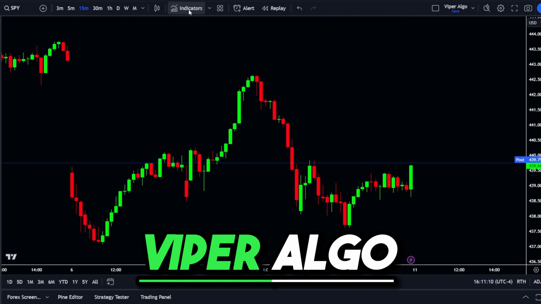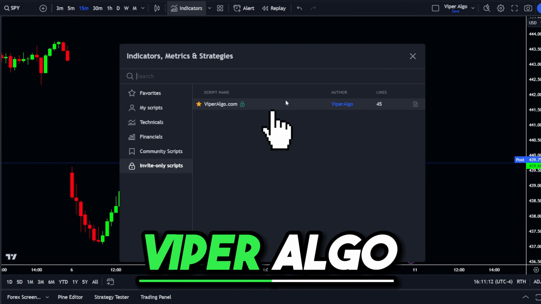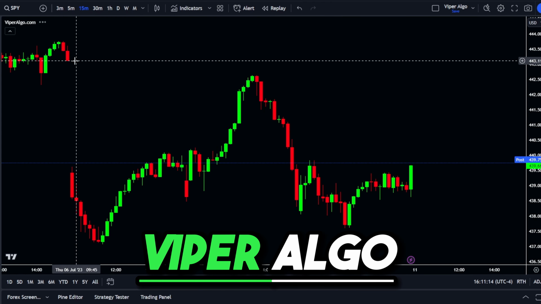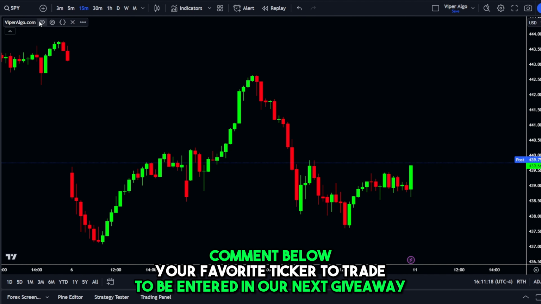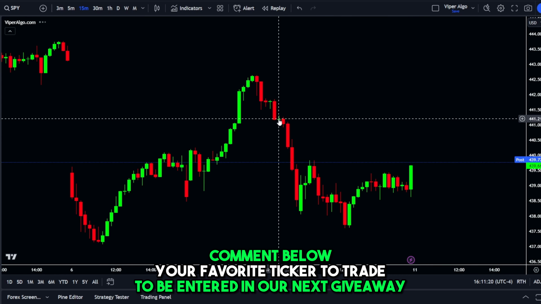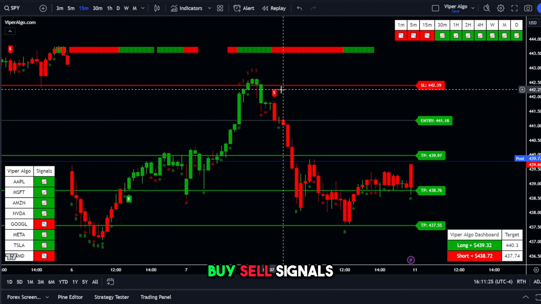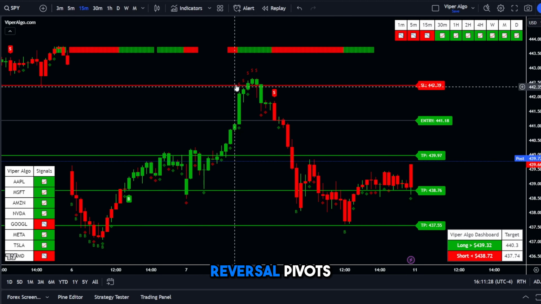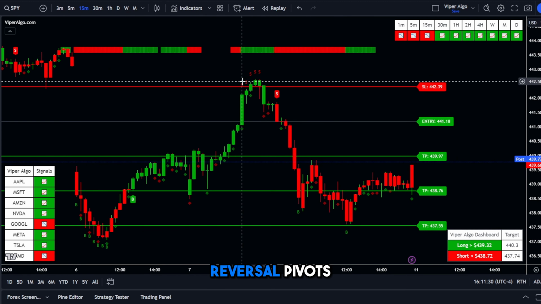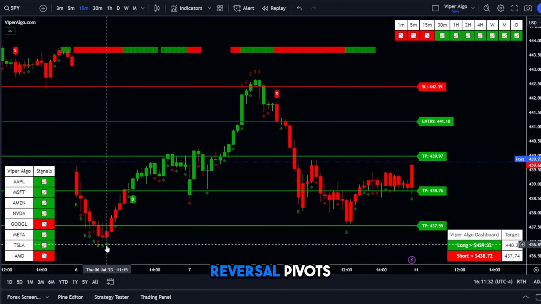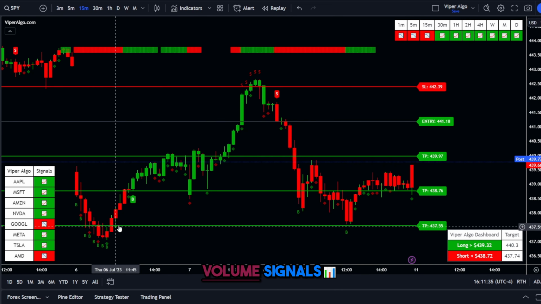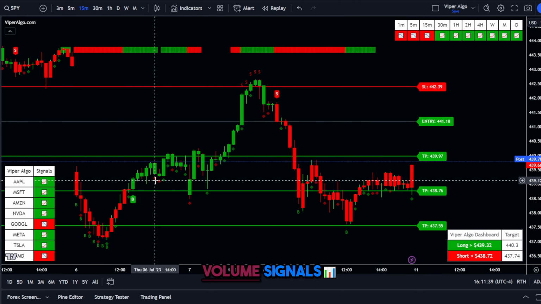So the indicator that we'll be using today is called Viper Algo. It's our own custom script. We'll just load it up here. It takes a while to load since there's so many outputs. You can see it's on a chart. So it's buy sell signals. Reversal pivots are these S's you see, which stand for sell, and these B's, which stand for buys. And then here we have volume signals, which green means bullish, red means bearish.